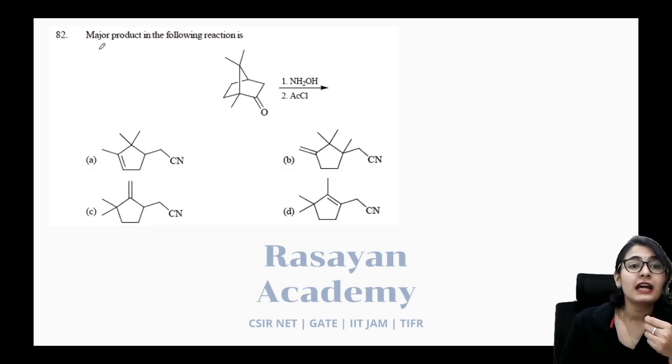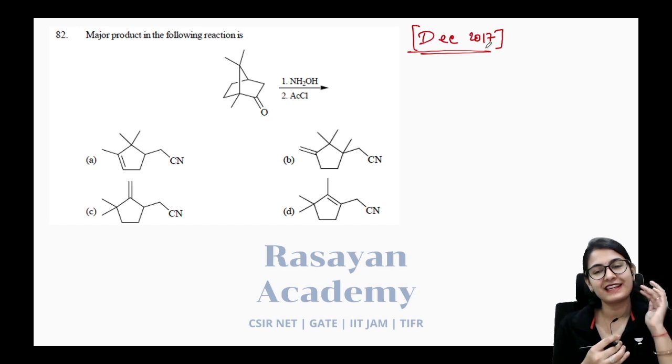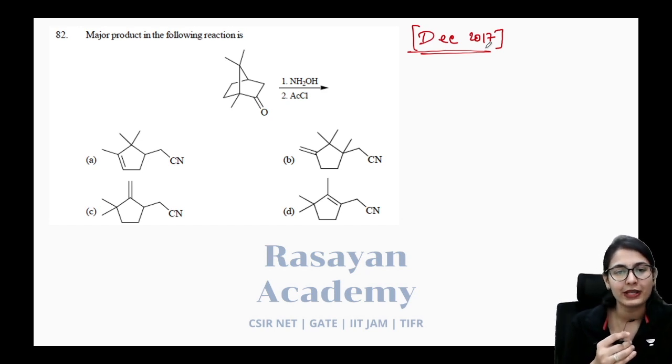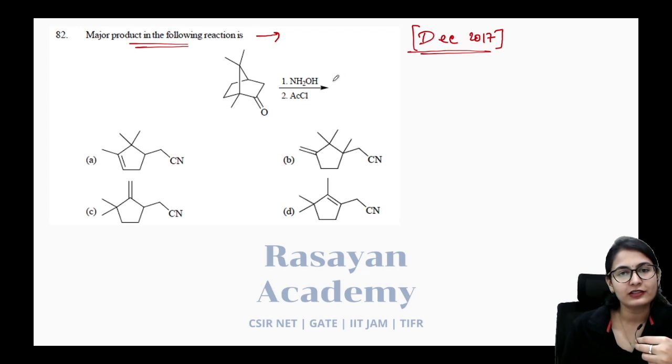Okay. Now the questions start from December 2017, guys. If you know, in June 2017 there were many questions on name reactions. So in December 2017 I found few questions. Yeah, that happens in alternate years. So yes, try this out. Major product in the following reaction.